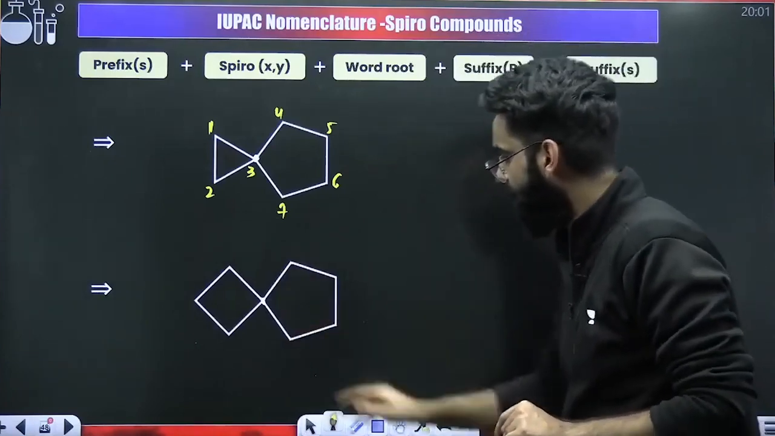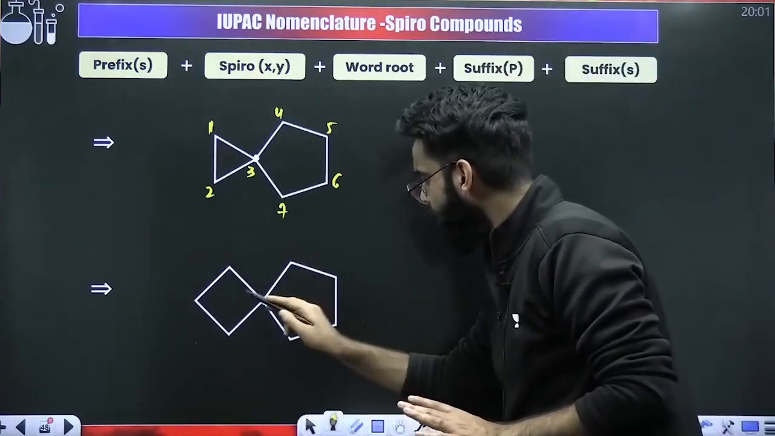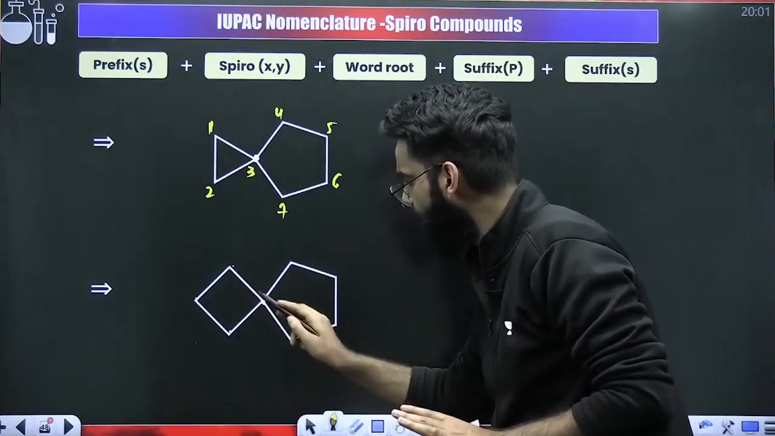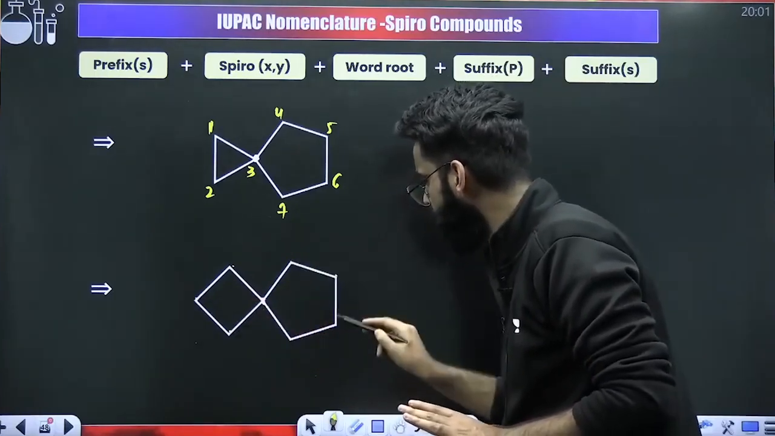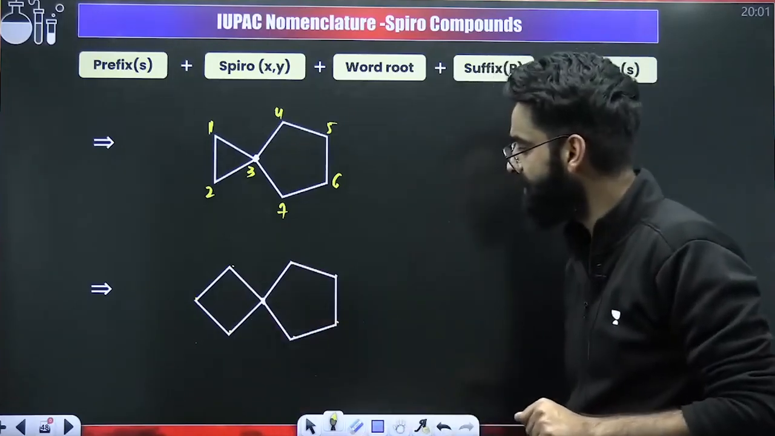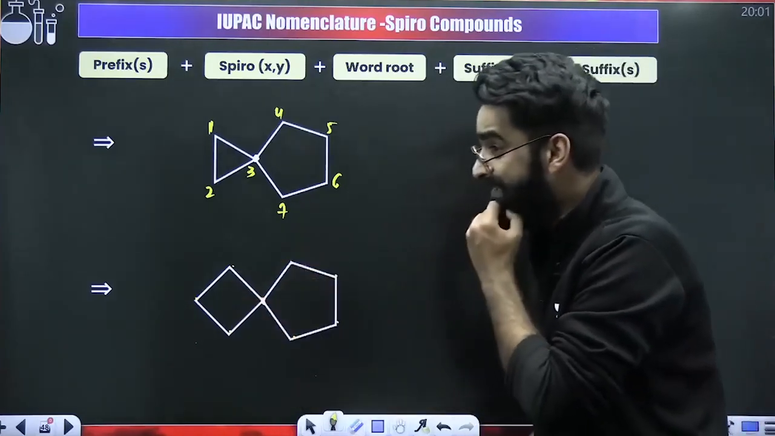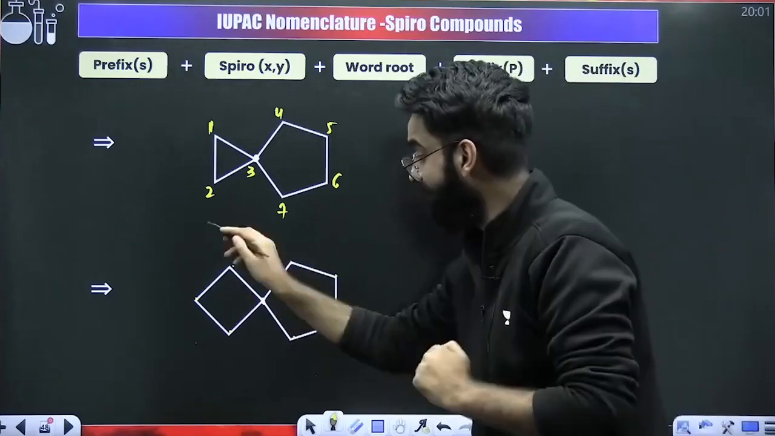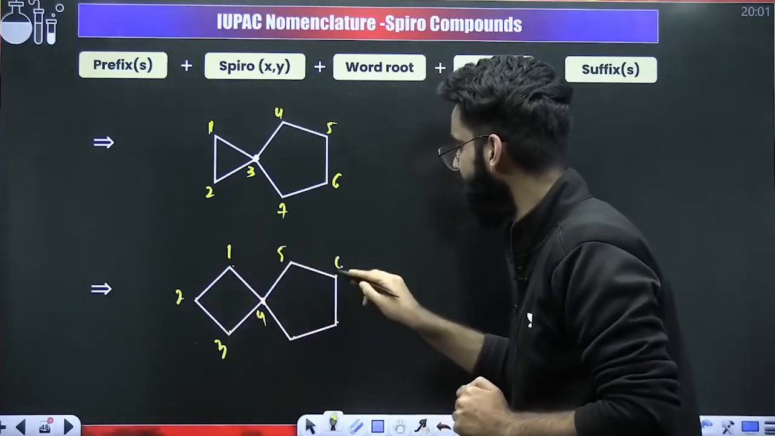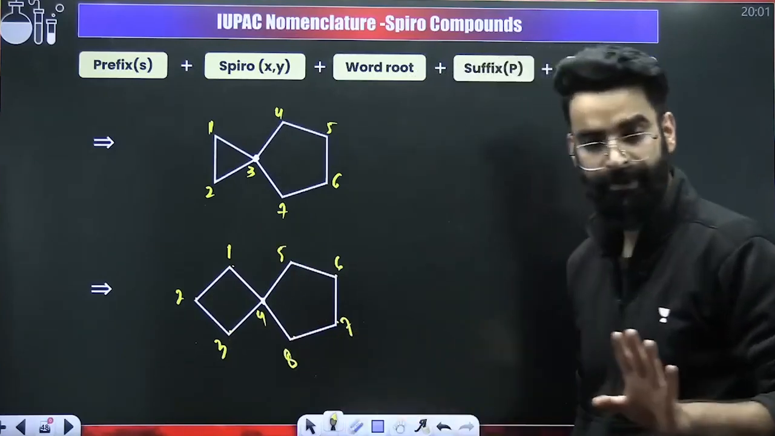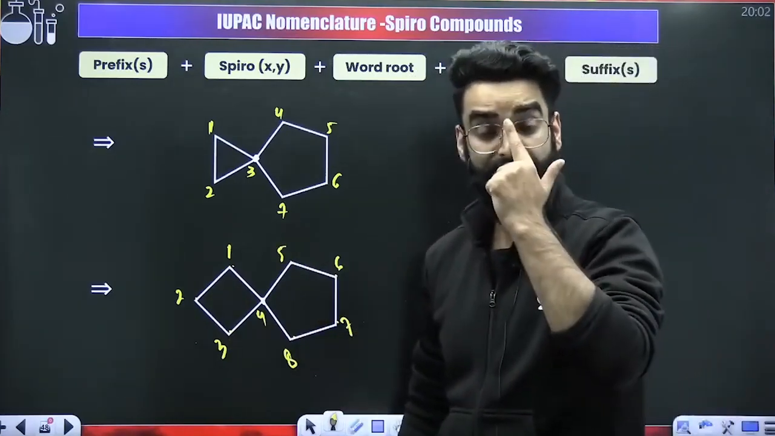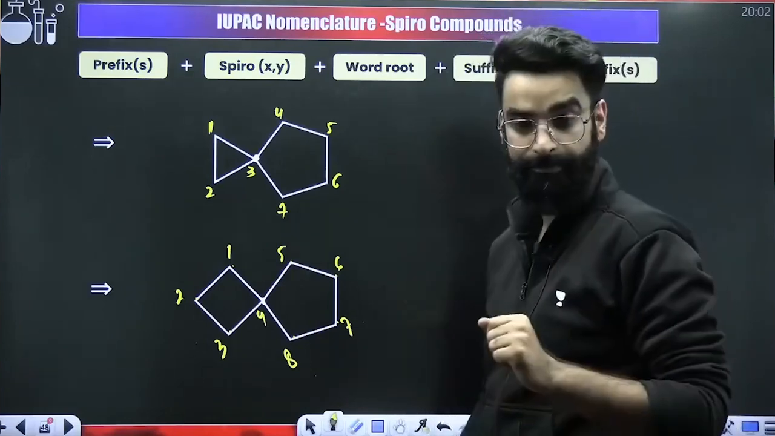Look here. You have again 2 rings. How many carbon atoms in this one? 1, 2, 3. Apart from spirocarbon, 3 carbon atoms. In the other, 1, 2, 3, 4, so 4 carbon atoms. This one is the smaller size. Start the numbering from the smaller size, not from the spirocarbon, but the carbon adjacent to it. So this is 1, 2, 3, 4, 5, 6, 7, 8. Numbering is done.